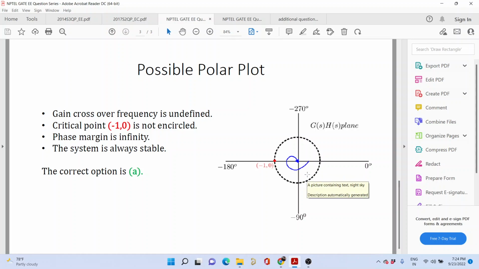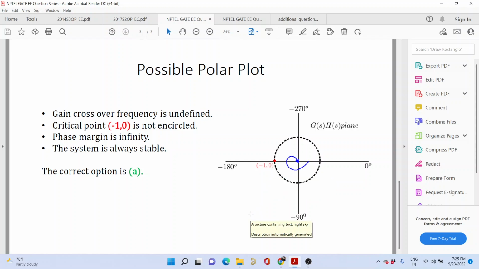It is told to me that at any frequency, the magnitude of mod of GS into HS is less than 1. If it is less than 1, it is never intersecting this unity circle. If it is never intersecting the unity circle, then it is never encircling this point. If it is not encircling this point, that means your gain crossover frequency is not defined. That means your phase margin is going to be infinity. System is always stable.